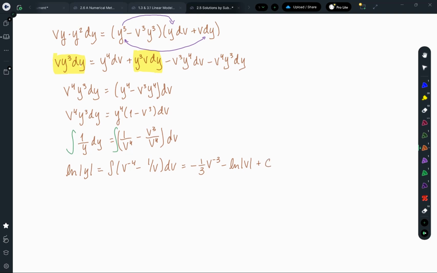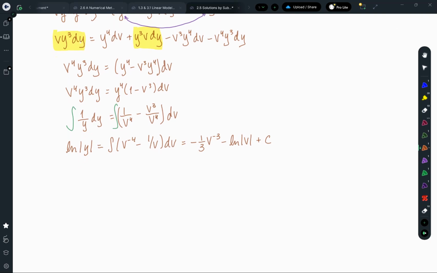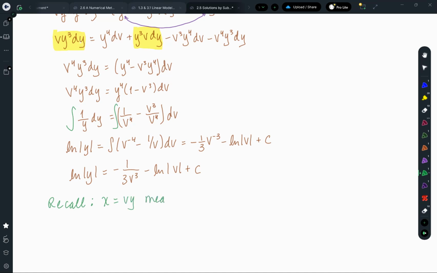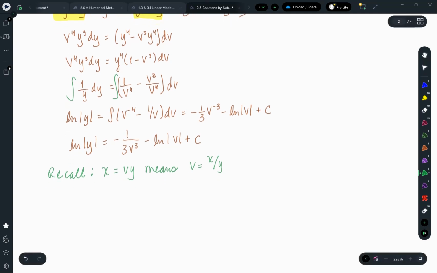Okay? All right, let's just rewrite this one more time. So I have the natural log of the absolute value of y is equal to a negative 1 over 3v cubed minus the natural log of the absolute value of v plus c. Okay, now we need to recall. So we recall that x was equal to vy means that v is equal to x over y. So everywhere there's a v, I need to replace it with x over y.